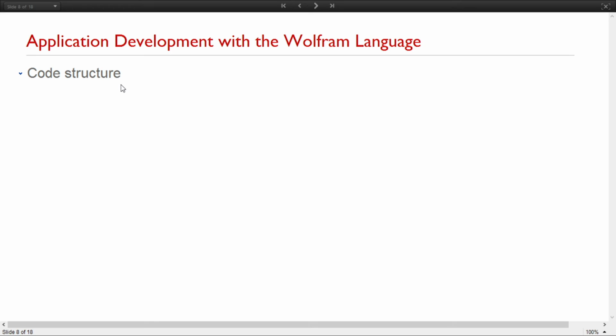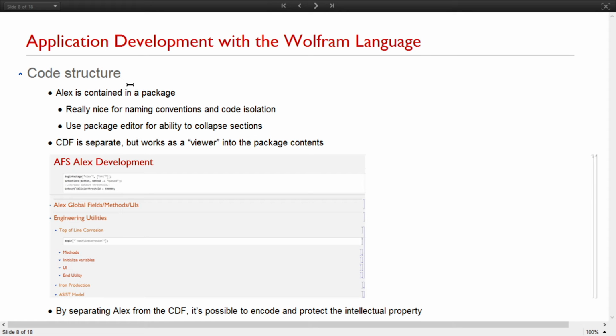So the code structure. For the rest of these slides, I just want to go through really briefly on each one how I've approached a certain issue related to application development with the Wolfram language, and just to give you guys an idea of how it's all set up. So Alex is contained in a package that's really nice for naming conventions. It makes it really easy to isolate your code, and using the colon key or whatever, you can isolate it and grab a particular variable from a certain context.